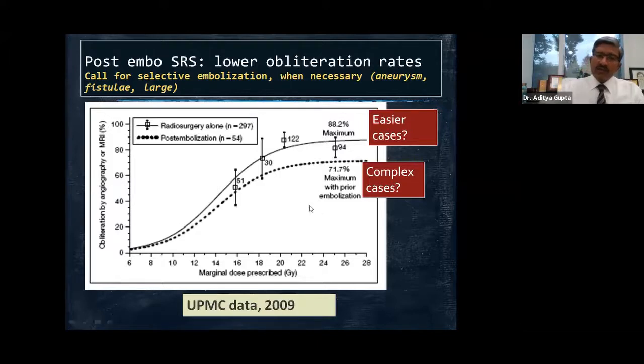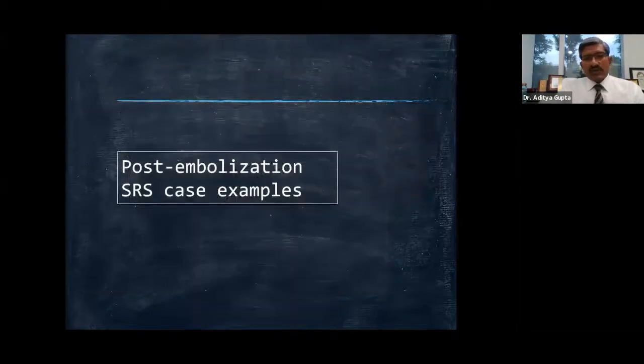Now, one way of looking at this data is that typically we do primary radiosurgery for the easier, compact, small AVMs, and we like to add embolization for the AVMs that are more complex. So in these more complex AVMs, a slightly lesser obliteration rate may not be a bad trade-off. So let's look at some case examples of post-embolization CyberKnife radiosurgery.